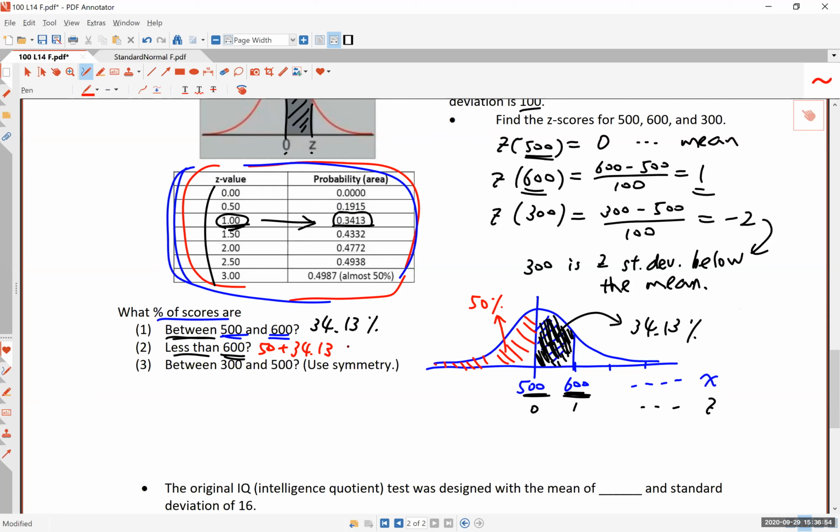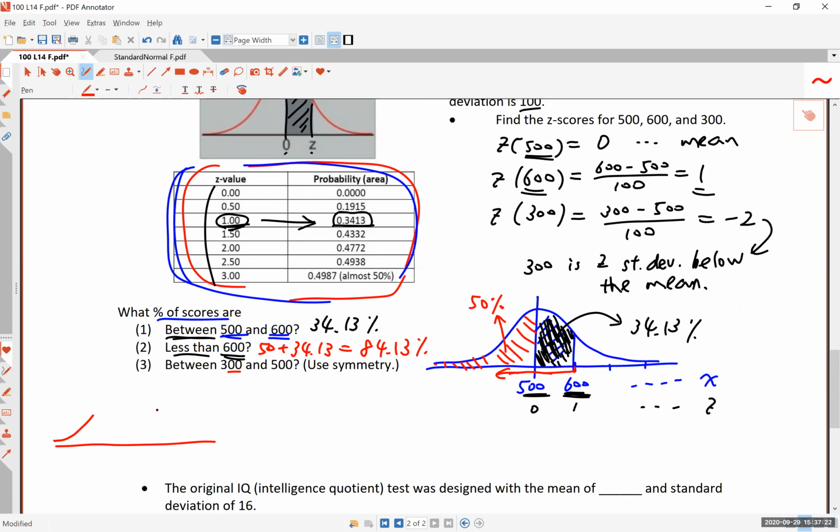But the answer is going to be 50% more than this. It's 84.13%. So you could make the statement, based on these assumptions, that 84.13% of all the students taking this SAT test is going to score less than 600 on this particular area. Get that? All right, so now let's answer this question here.